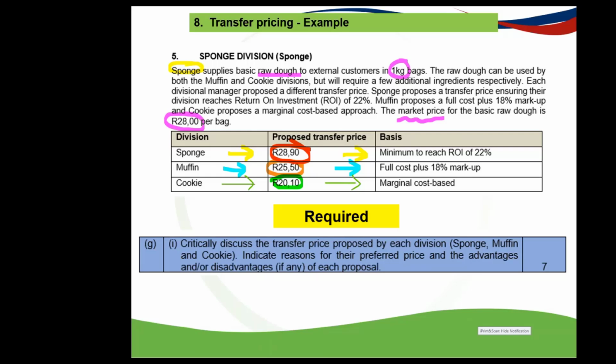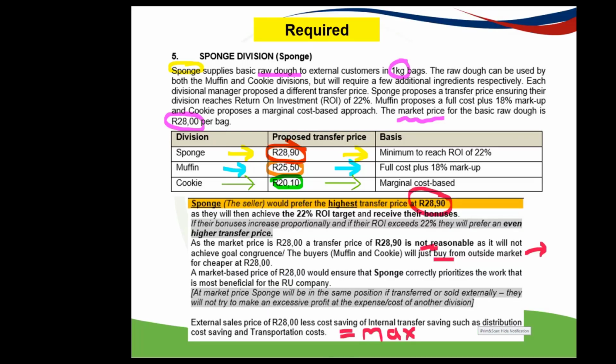The muffin division and the cookie division will be receiving the dough from the sponge division. So the muffin said, okay, full cost plus 18% markup. So full cost is your variable and fixed cost plus then your 18% markup. Cookie, he's a bit stingy. He says marginal cost only. Okay, so which one should we go for, or why are these incorrect?